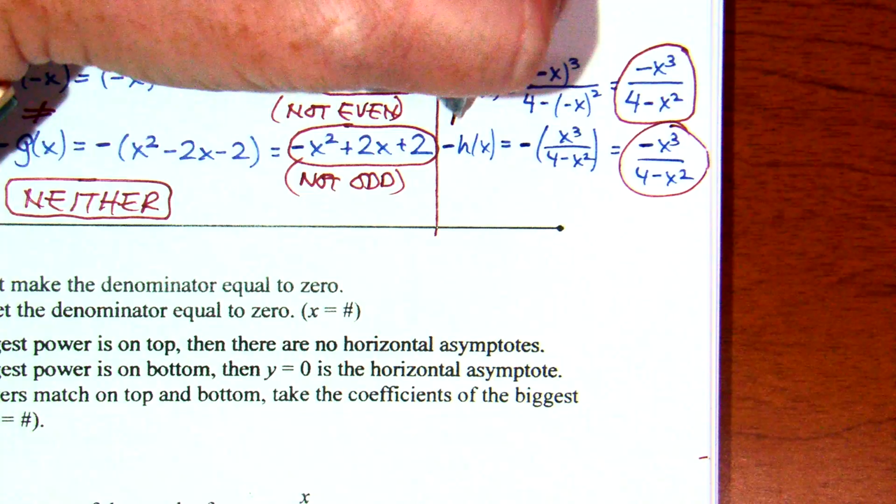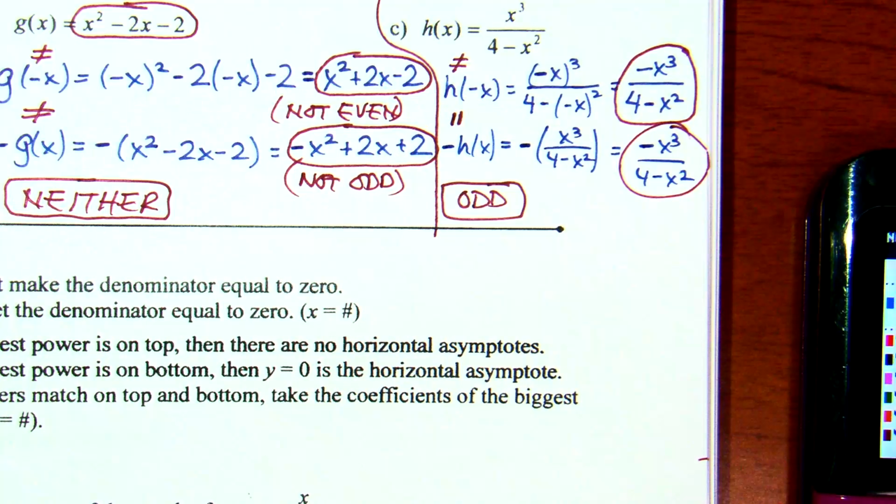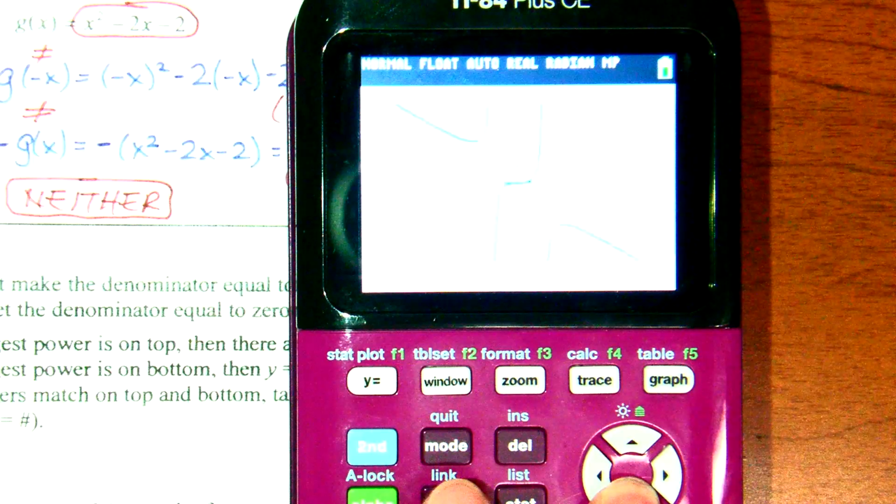Now, let me show you the graph, because I keep telling you I'll show you something that is odd or symmetric across the origin. Well, now's the time. I'm getting a glare on the calculator. It's as dark as I can make it. Okay, trying to make this readable.